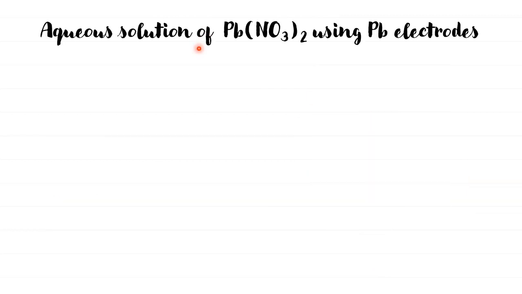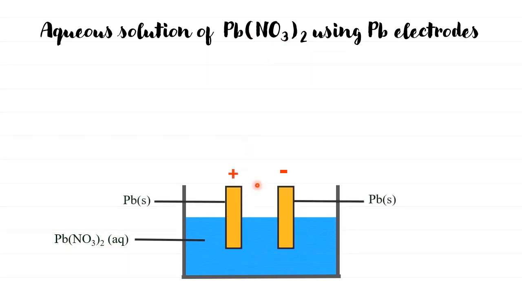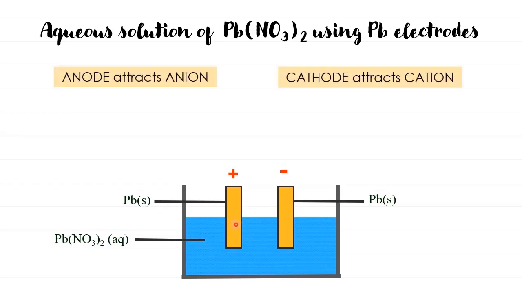Let's say we're going to conduct electrolysis of lead nitrate solution by using Pb electrodes. You can also use active electrodes for only one electrode at a time, but I'm going to show you if you have both active electrodes. First thing to do is to sort all possible cations and anions accordingly.